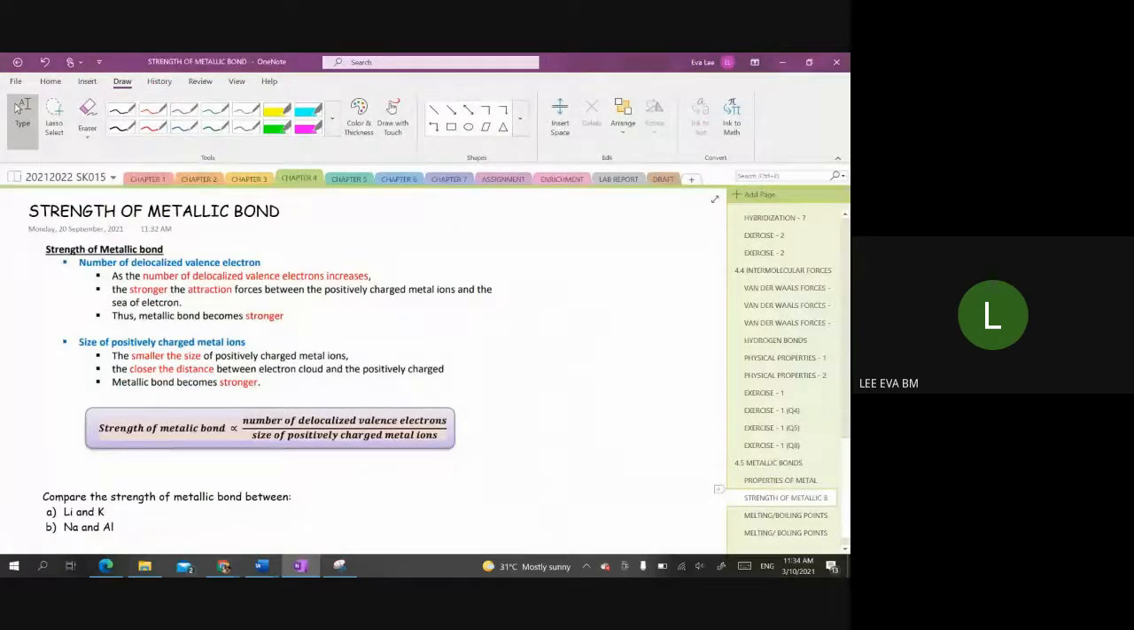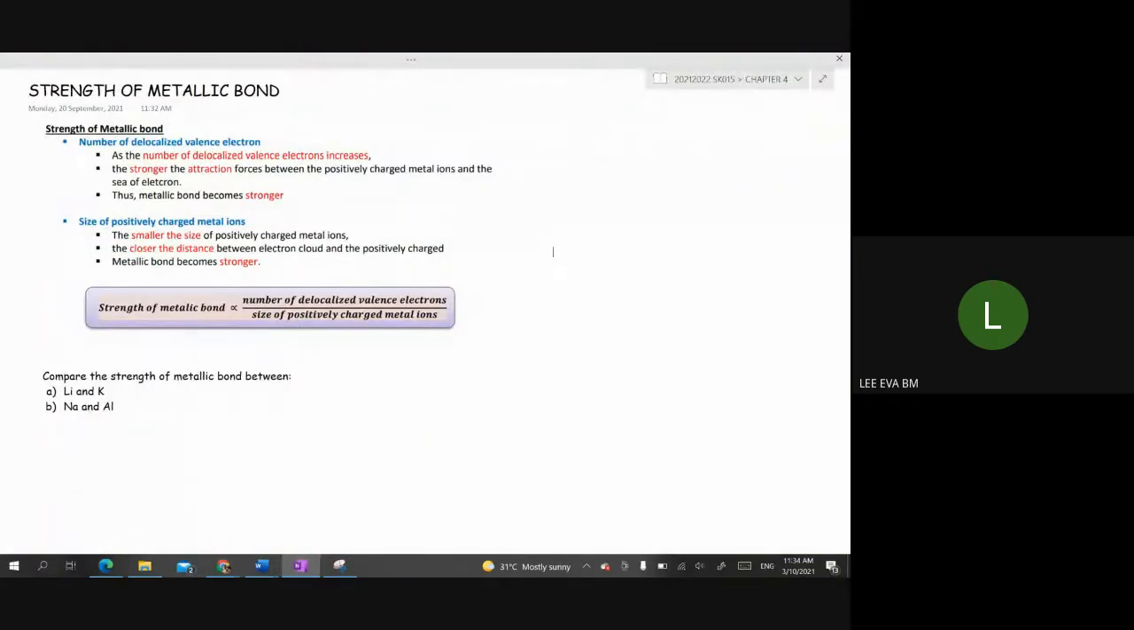Okay, the much more important topic over here is to compare the strength of metallic bond as it can link to the boiling point. So remember, boiling point, we talk about intermolecular forces. The stronger the intermolecular forces, the higher the boiling point. So for metallic bond, also we want to compare whether this bond is strong or weak. So there are two factors for you to look at.